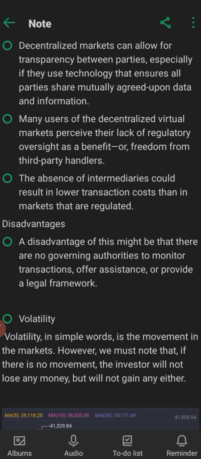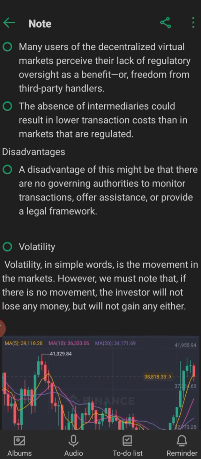Now, moving to the fifth aspect of the definition of crypto, we have volatility. Volatility is a simple word. It is the movement in the market. However, we must know that if there is no movement, the investors will not lose money, but they will also not gain money. In fact, volatility is what makes crypto more profitable than every other form of exchange, because the market moves in a very steep manner, with a very noticeable upward trend.